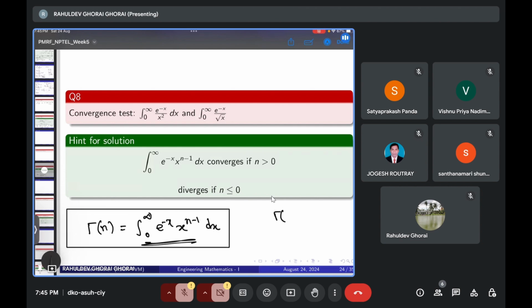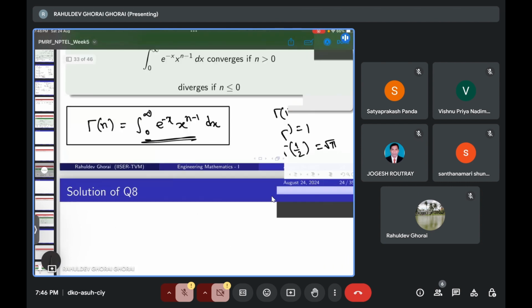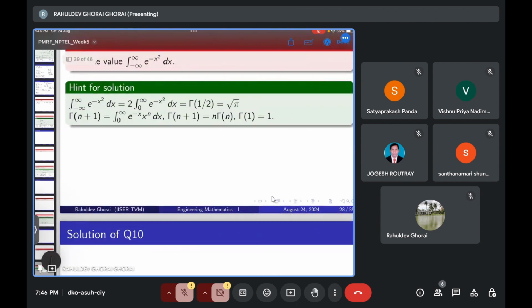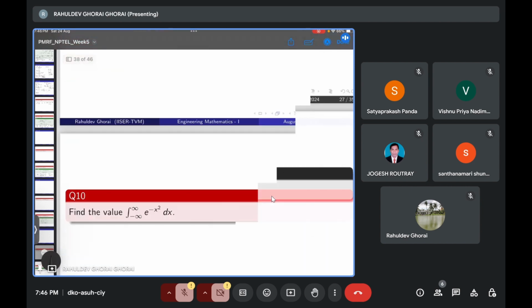Some properties: gamma 1 is equal to 1, because the integral from 0 to infinity of e to the power minus x is 1. Gamma half you have to remember, that is square root of pi. I think square root of pi or square root of pi by 2? Let me check, I wrote it somewhere. Yeah, square root of pi only.